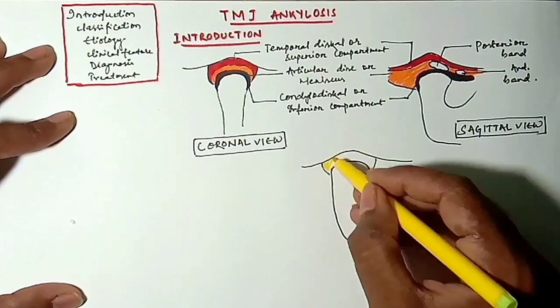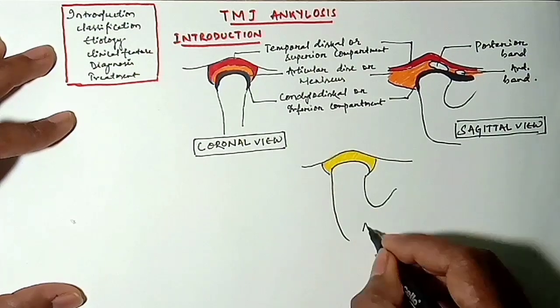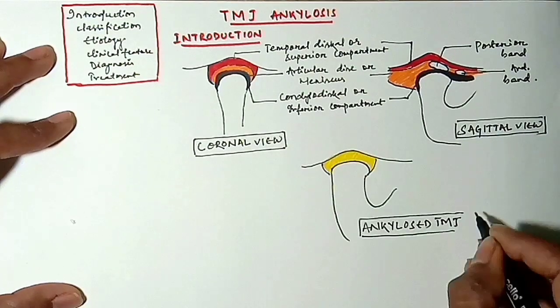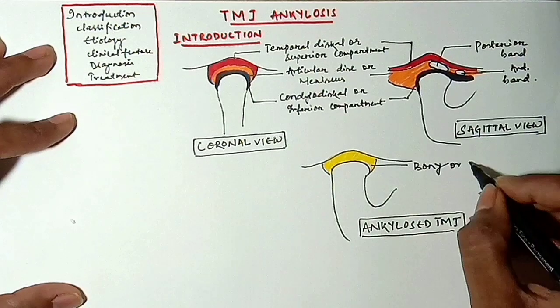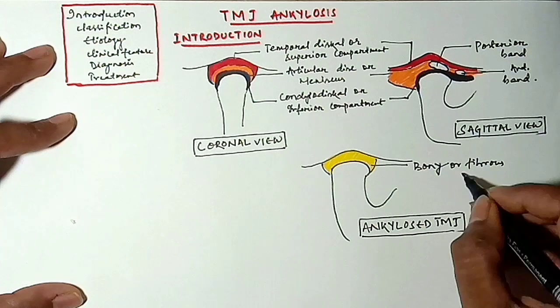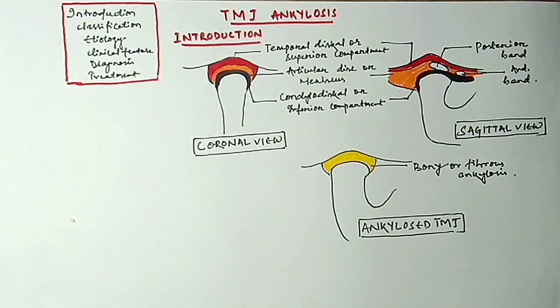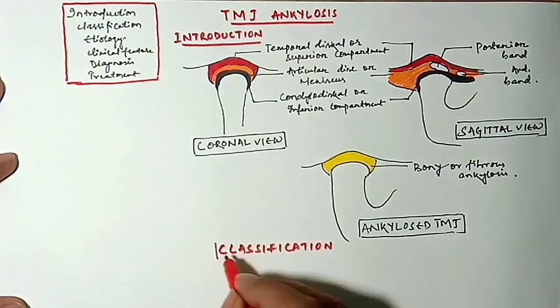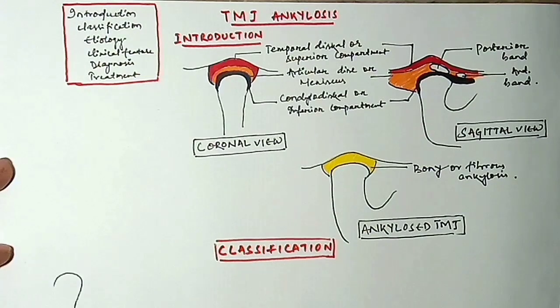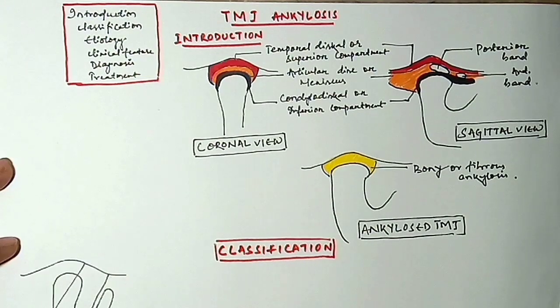What happens in the ankylosed TMJ? There will be either fibrous formation or bony formation which will attach both the glenoid fossa and the condylar head, and we call it ankylosed. It's time for the classification. It is classified into two categories: one is false ankylosis and the second is true ankylosis.